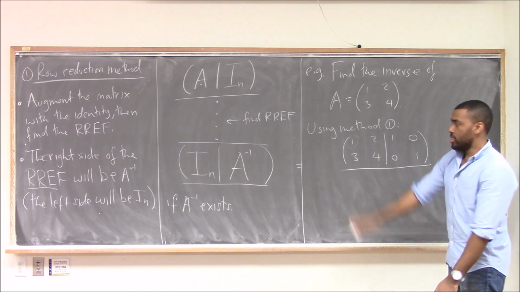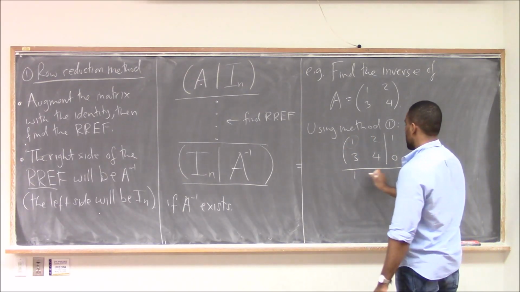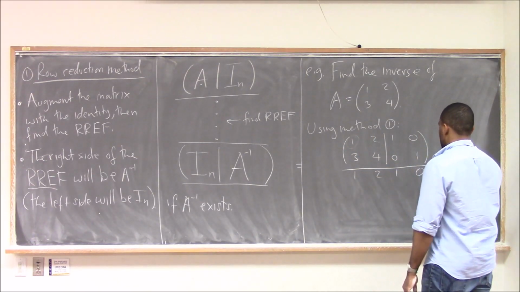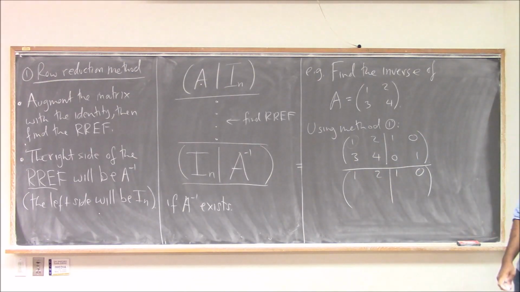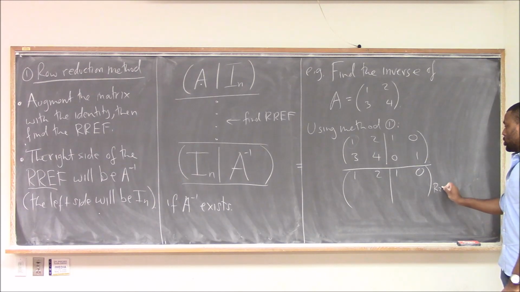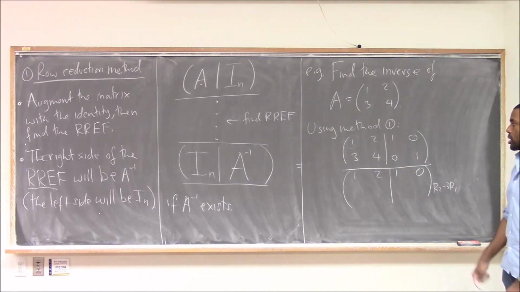So I know my pivot is going to be here, so I'm going to leave that alone. Immediately, I want to make this 3 into a 0. So how can I do that? Multiply... R2 minus 3R1. Row 2 minus 3 row 1 would work.